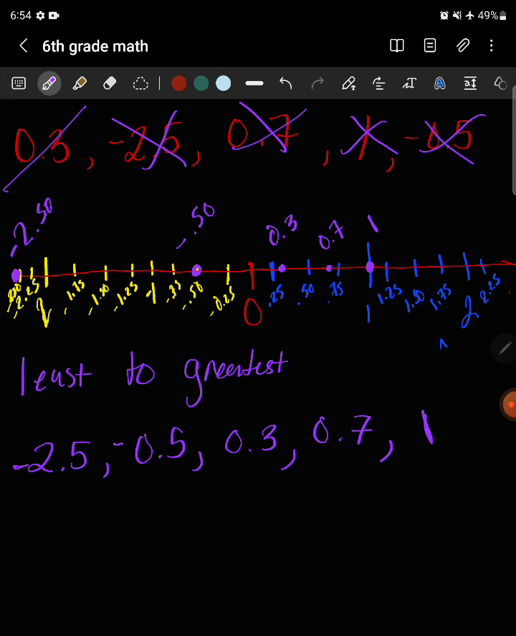So we put them in least to greatest, but I want us to go back to the original problem. The original problem was putting them in order from least to greatest using inequalities. So I want us to go back and where we put commas, I want us to now put an inequality sign. So I'm going to change the color up.